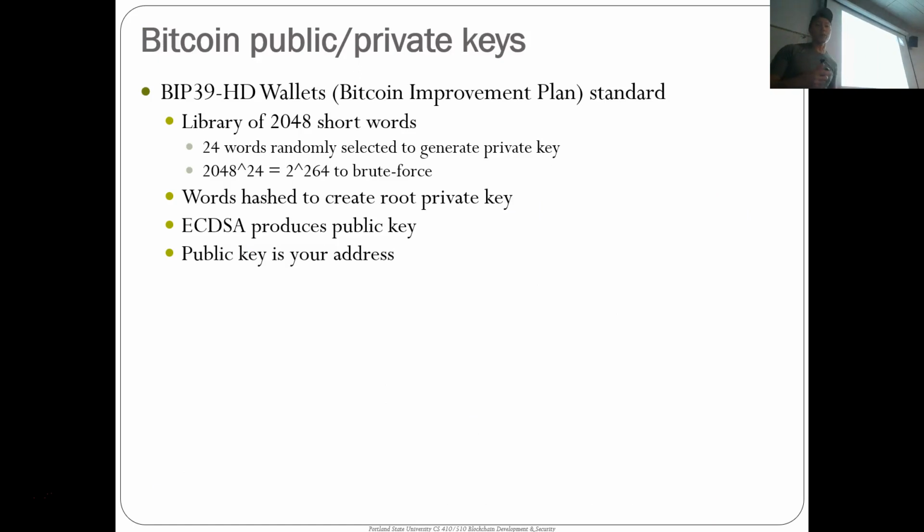So the standard, the Bitcoin public and private keys, is basically this BIP39 HD wallet. It's a library of 2,048 short words. And then you pick 24 words randomly out of this library of words, and that is used to generate your private key. And there's enough entropy here for you to get really strong keys, while making the actual key itself something you can read, right?